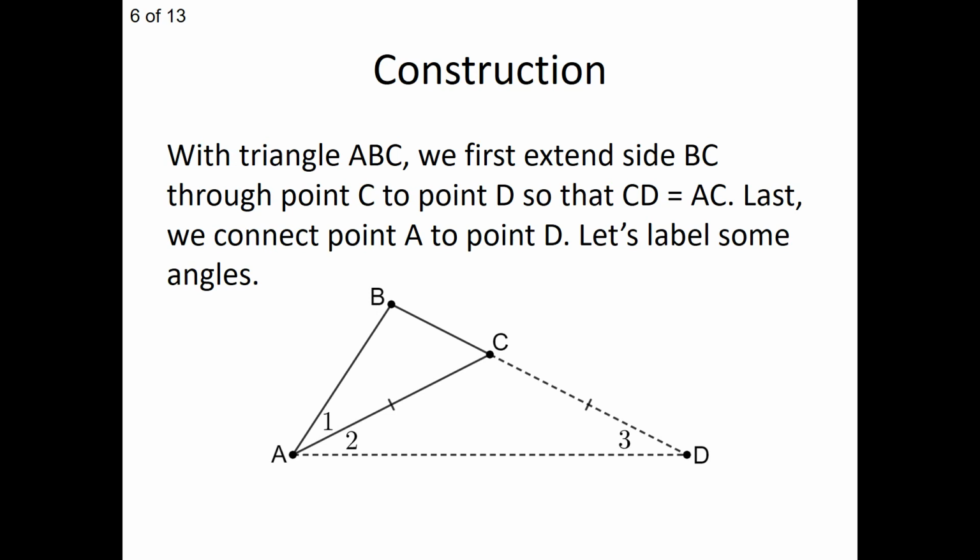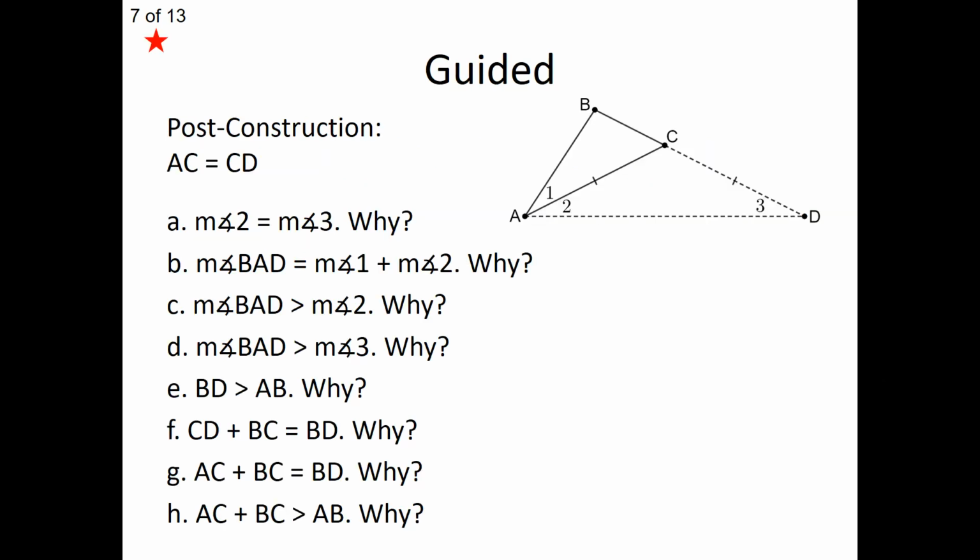Let's jump into where our proof picks up. After our construction, we know that AC is equal to CD. That's by our construction so far. Now let's jump into our next step. I'm claiming that angle 2 and angle 3 are equal. Why am I able to do that? Well, if you take a look, triangle ACD is now an isosceles triangle, and we can claim that the base angles are equal to each other by ITT, the isosceles triangle theorem.